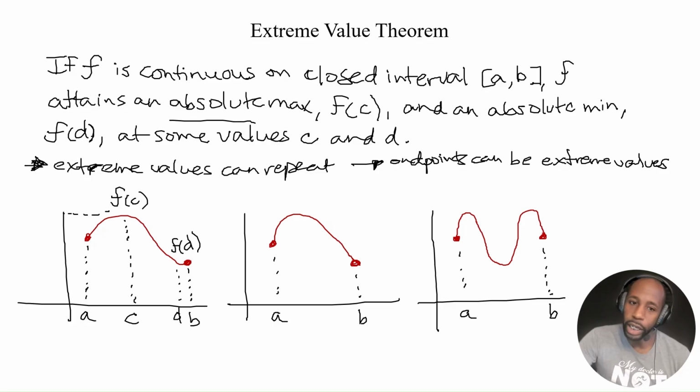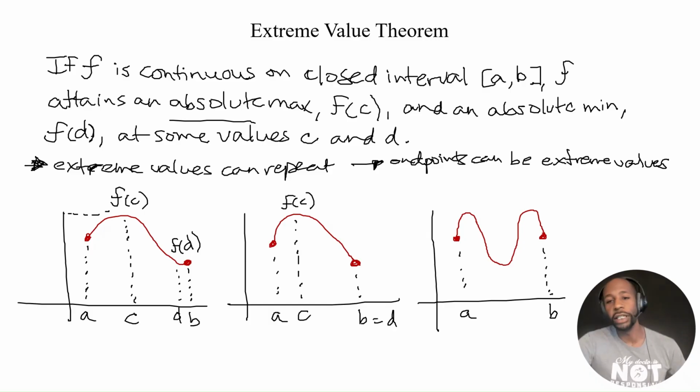Now if you look at this graph, we obviously have a maximum here, f of c at point c. In this case, b is equal to d. This is where our minimum is right here, and it's at an endpoint, you see?